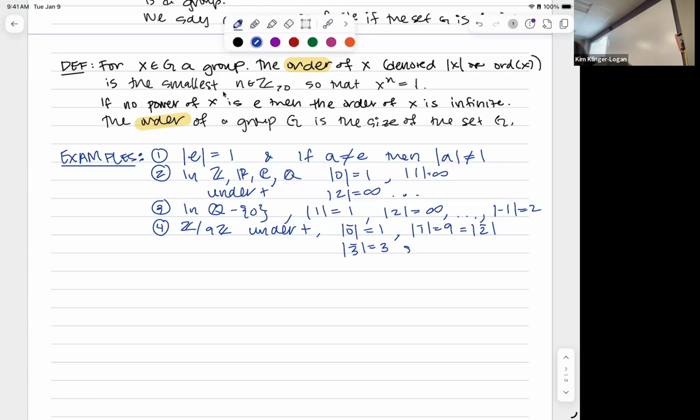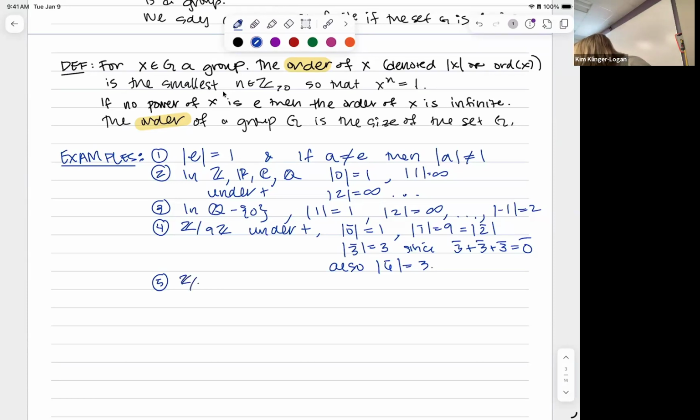So this is 3 plus 3 plus 3 is equal to 0. Good. And similarly, I think with 6, right? You can check that 6 should also be an element of order 3. 6 plus 6 is 12. Add 6 again, that's 18, which is 0 mod 9. Okay. And maybe one more example. Questions so far? Okay.